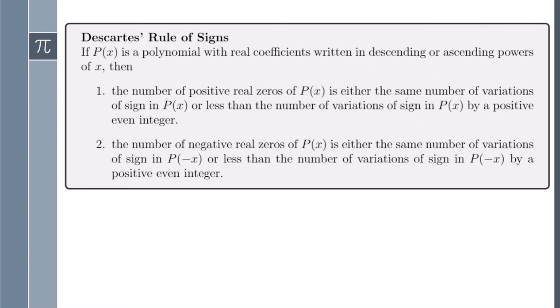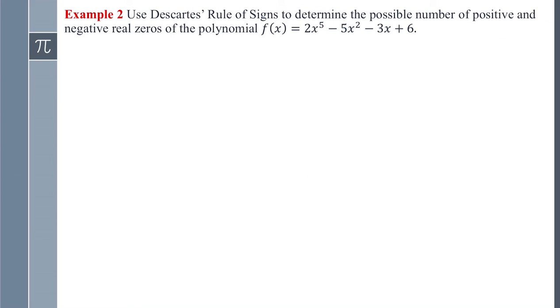Now for the negative zeros, we do exactly the same thing, but what we are going to do is rewrite the polynomial function by substituting x with negative x, and then we count the variation in sign. So let's look at an example, and it makes more sense when we look at the example. Okay, so first we have a polynomial f of x equals 2x to the fifth minus 5x squared minus 3x plus 6.